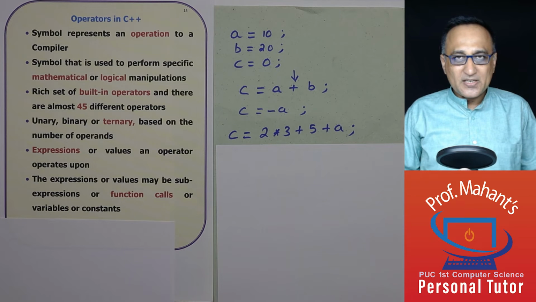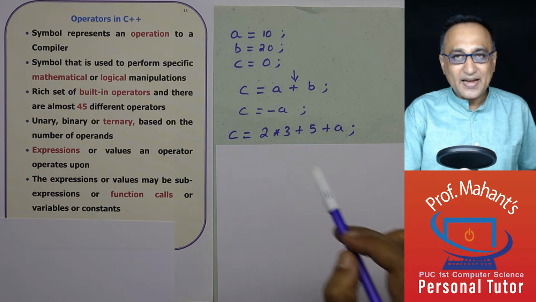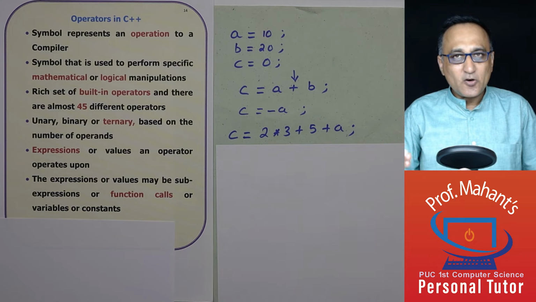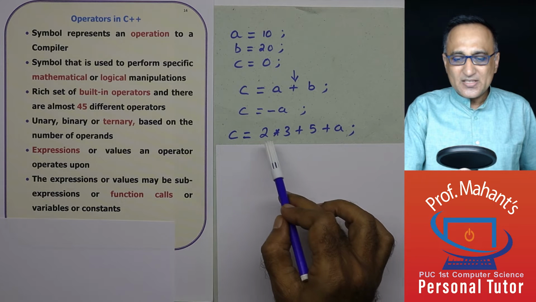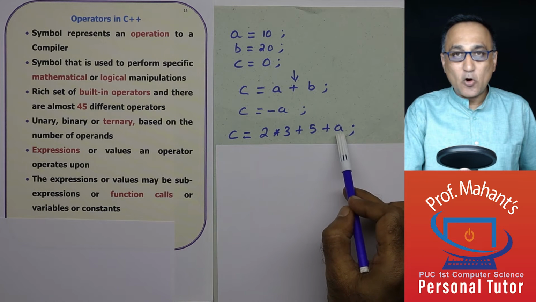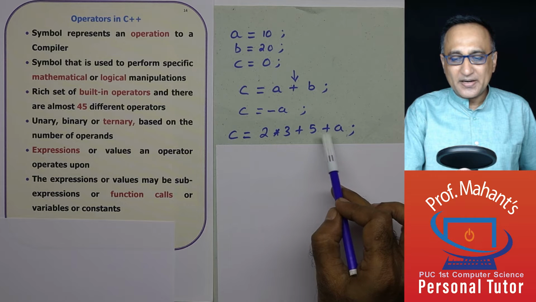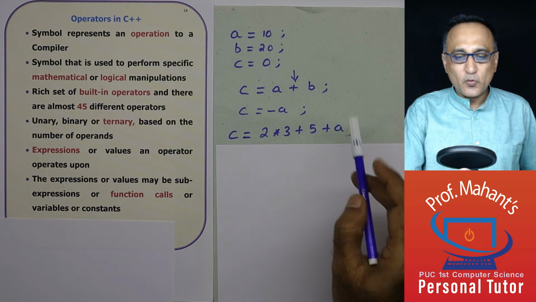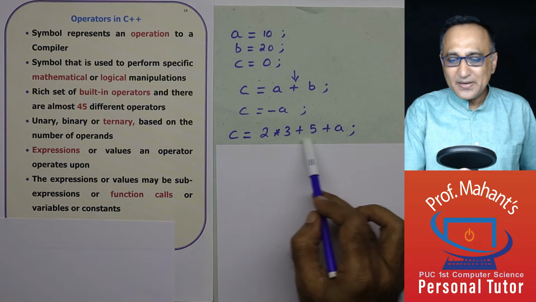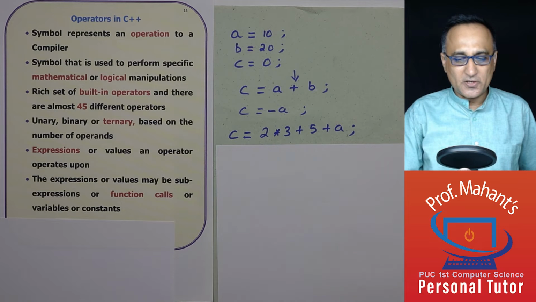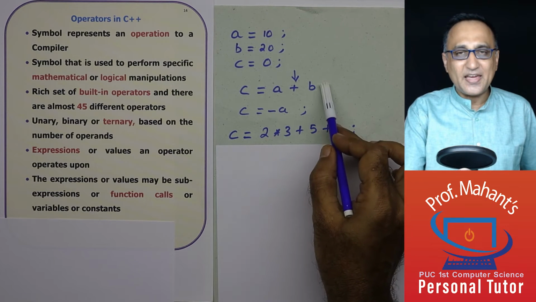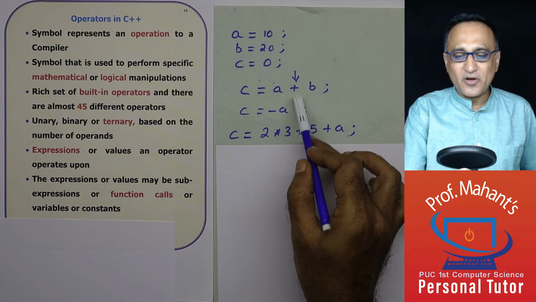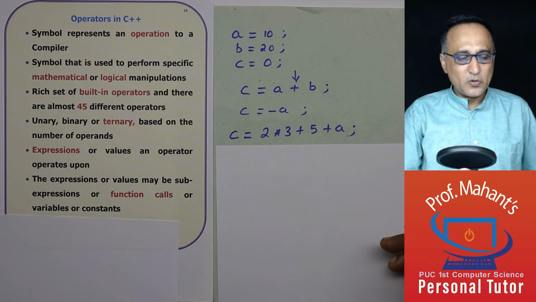So an expression is a combination of operands and operators, the solving or evaluation of which leads to a single value. So in this case, 2, 3, 5, A are operands. These are operators. When you solve them, you will get a single value. This complete thing is known as an expression. Even this is an expression. This also is an expression, because if you solve it, you will get some value.